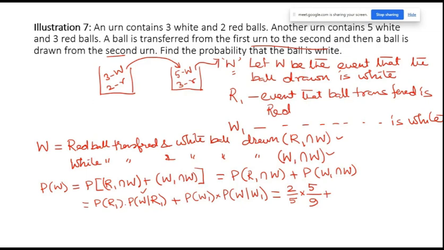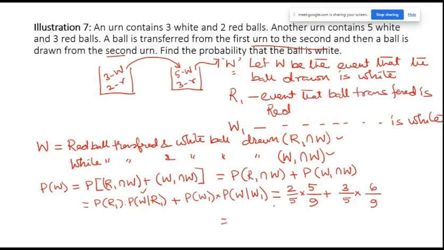Plus the probability of a white ball transferred. So for the transfer, how many white balls? 3 white balls. How many total balls? 5 balls. So 3 by 5 multiplied by: now when one ball comes there, how many total balls? 5 plus 3 is 8, plus 1 is 9. Now how many white balls? After one white ball is transferred, 6 white balls. So it's 6 by 9.